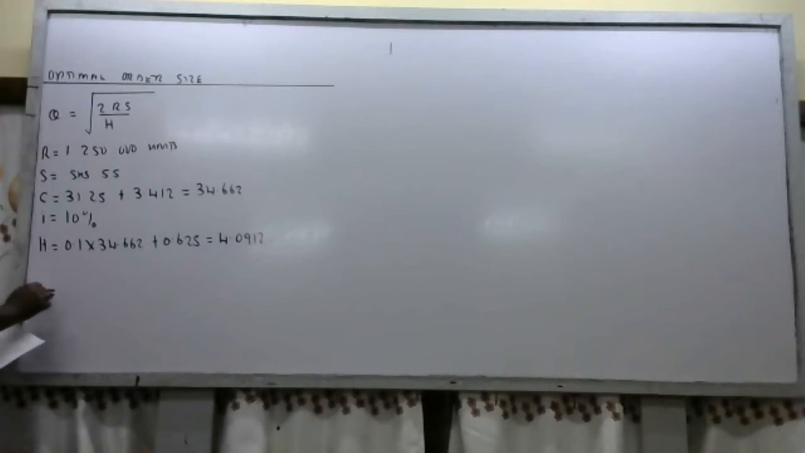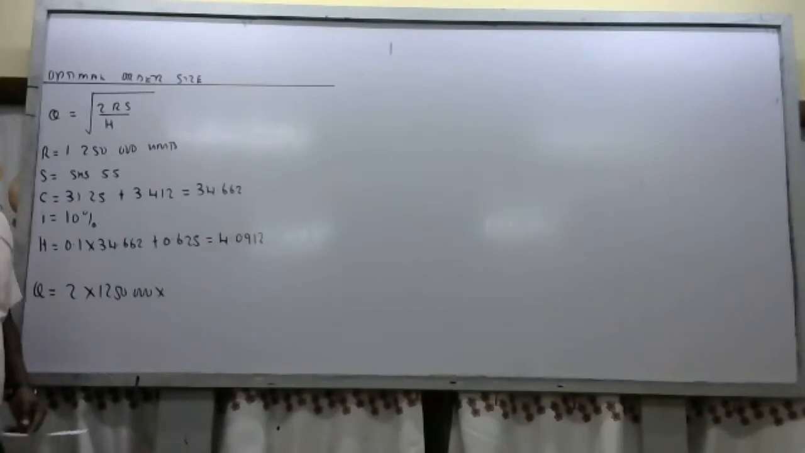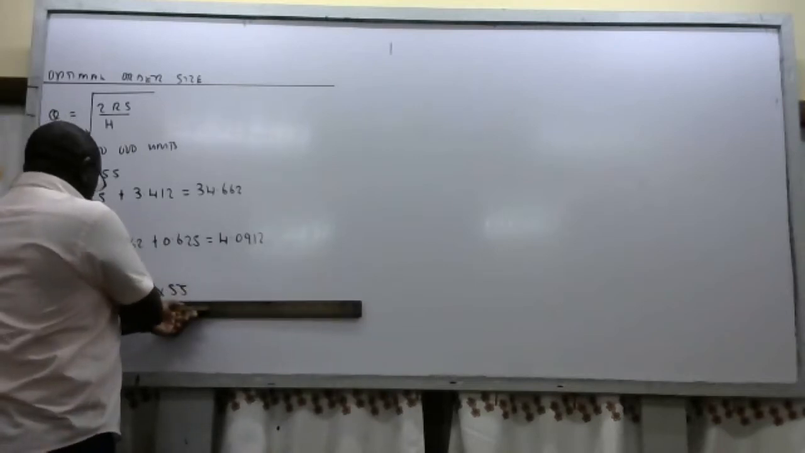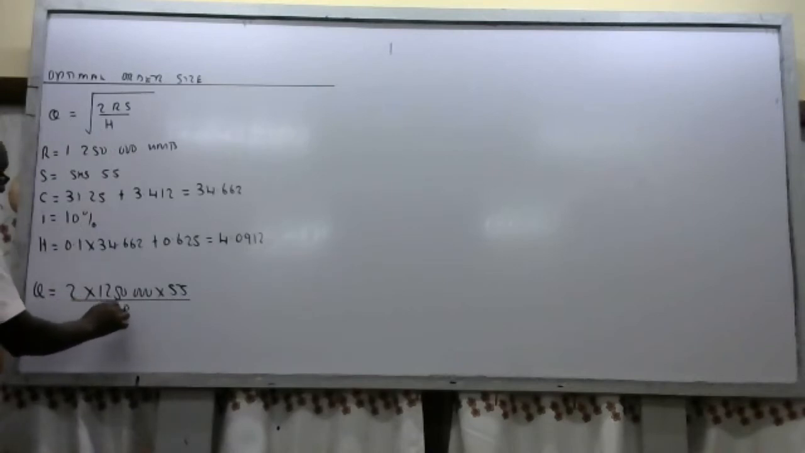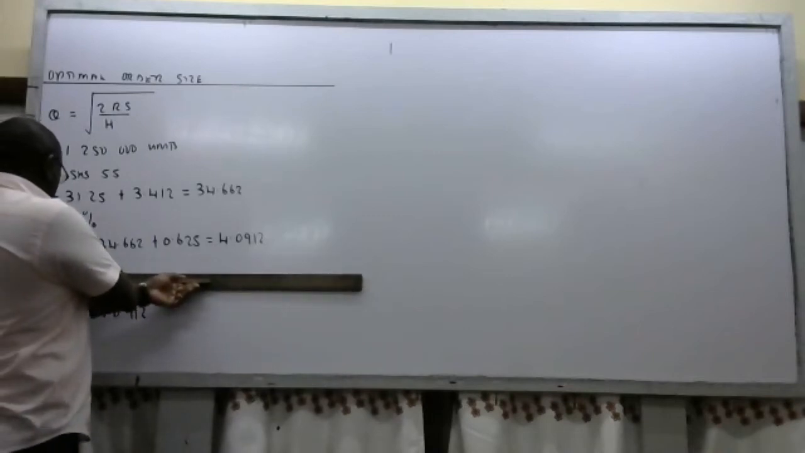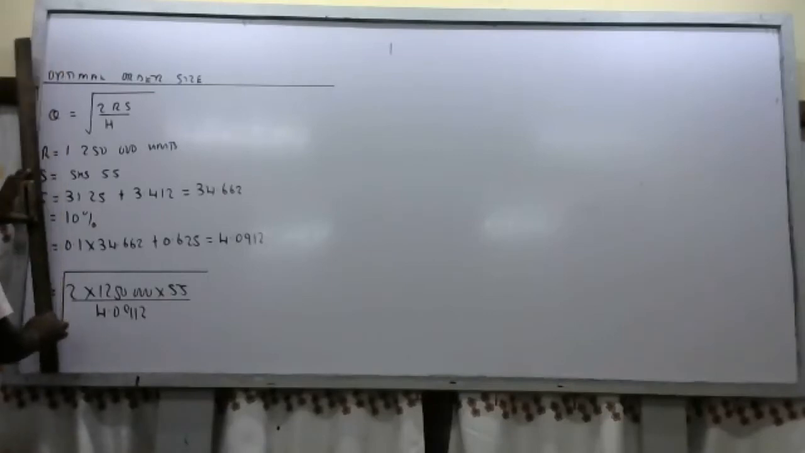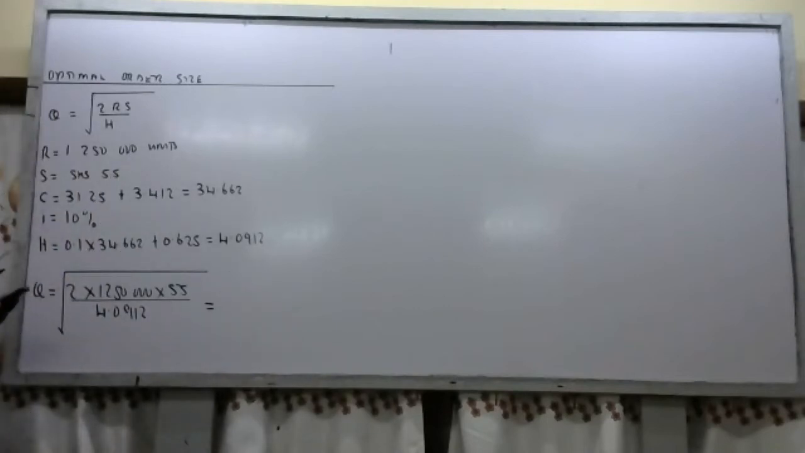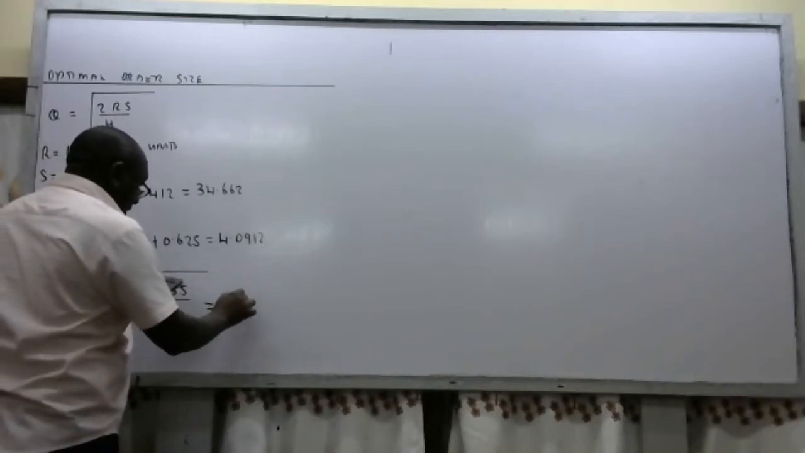And therefore, my Q should be equal to 2 times 1,250,000 times S, which is 55, divided by 4.0912, and then get the square root. So if you seek help from the calculator, you'll find 2 times 1250 times 55, square root of the answer is 5797.3.